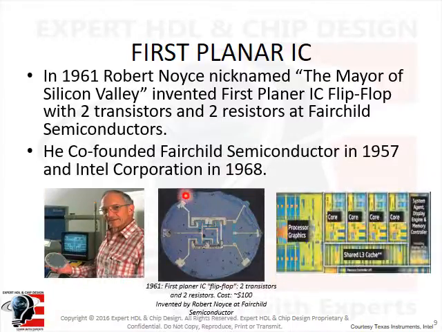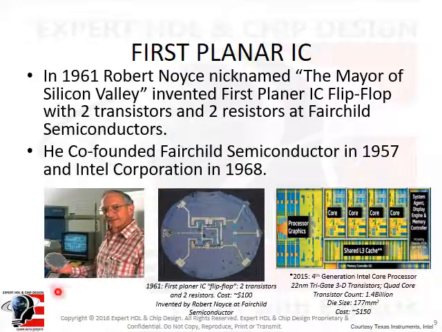A major breakthrough came in 1961 when Robert Noyce invented the first planar IC while working at Fairchild Semiconductor. He co-founded Intel in 1968. Since then, the industry has come a long way. The first planar IC in 1961 consisted of two transistors and two resistors, whereas the latest processor consists of more than a billion transistors. Here is a picture of the fourth generation Intel Core processor in 22 nanometer technology node, courtesy Intel, which packs approximately 1.4 billion transistors and costs almost the same as the first planar IC in 1961.